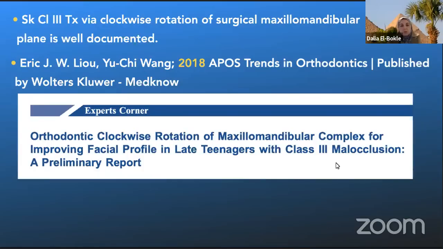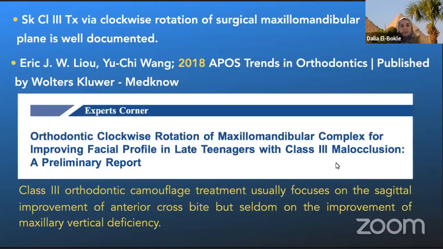This has been shown in several studies that the clockwise rotation of the maxillomandibular complex does occur, as well as the occlusal plane. It has been demonstrated by Eric, Liu, and Cheng and Wang in 2018. And they showed that class 3 orthodontic camouflage usually focuses on the sagittal improvement of anterior crossbite, but seldom on the improvement of the maxillary vertical deficiency. So that's why we should be treating class 3 vertically, not only anteroposteriorly.